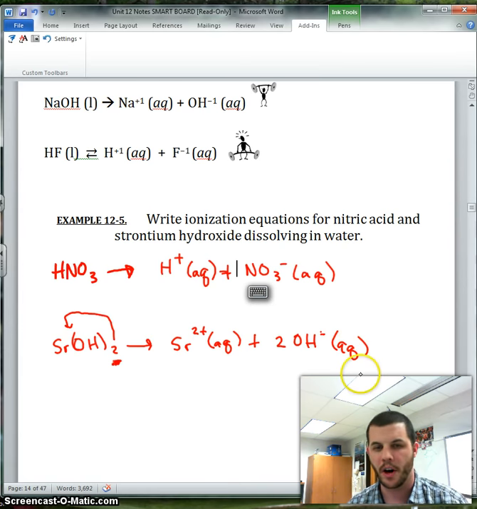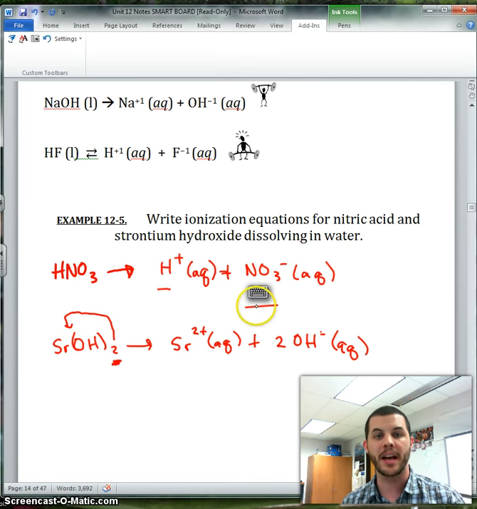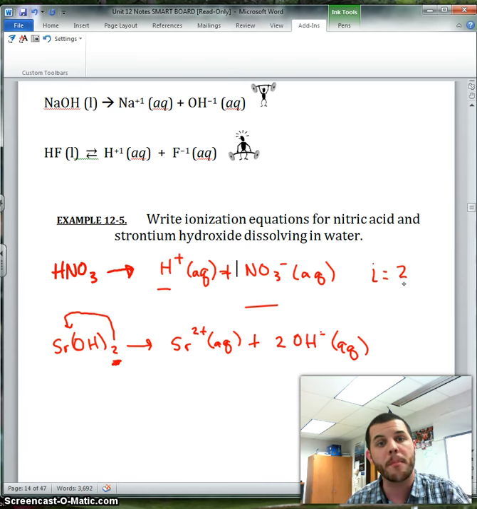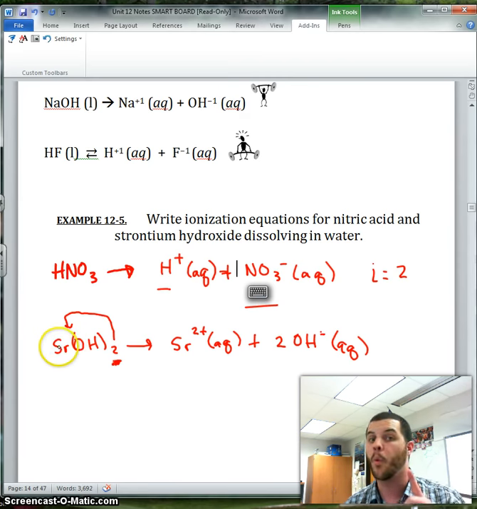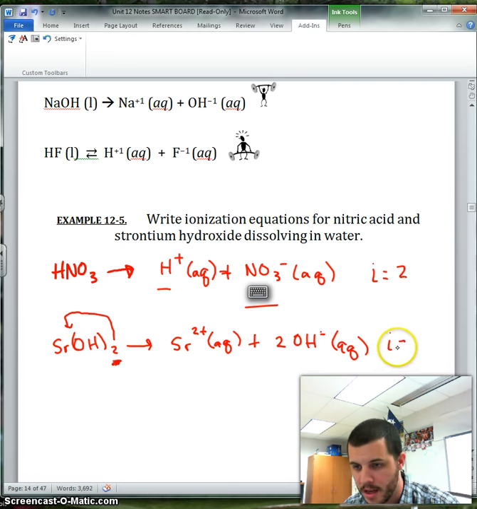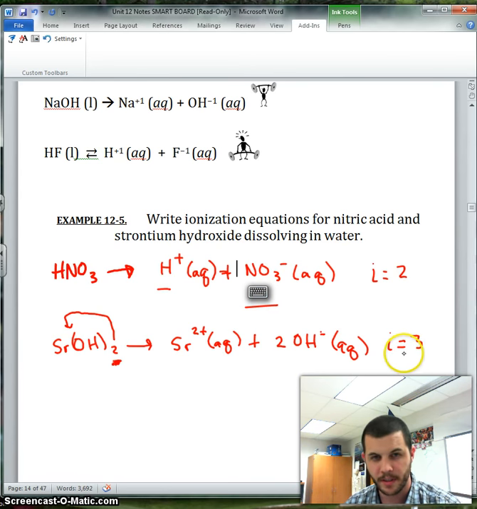So let's take a look at this and get another idea. I have one hydrogen ion, I have one nitrate ion. So HNO3 is going to break down into two individual ions, giving me an I value of 2. So we're going to say that the I value, or the number of ions that it breaks down into, is 2. For strontium hydroxide, I have one strontium and I have two hydroxides. So that's going to end up giving me an I value of 3. There it is, 3. So my I value equals 3. Does that make sense? Say yes. Good. All right, let's keep on going.